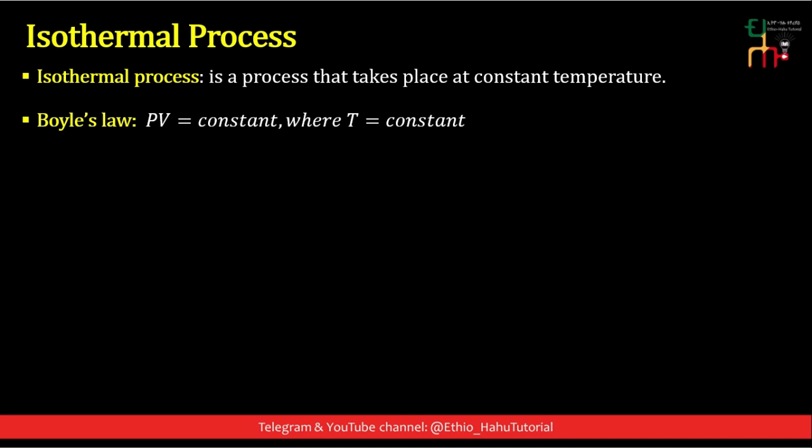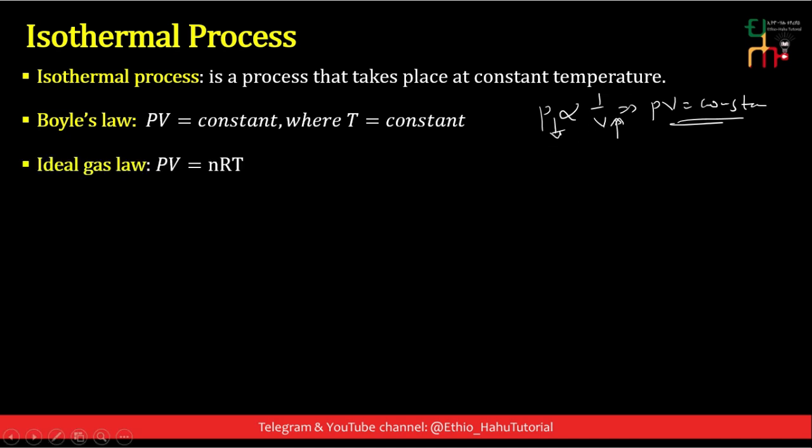From chemistry, we know Boyle's law. Boyle's law states that the pressure of an ideal gas is inversely proportional to volume. This implies pressure times volume is equal to constant. As the volume of the gas increases, the pressure decreases and vice versa. From the ideal gas law, we know that PV is equal to nRT, where n is the number of moles, R is the universal gas constant, T is absolute temperature, P is pressure, and V is volume.